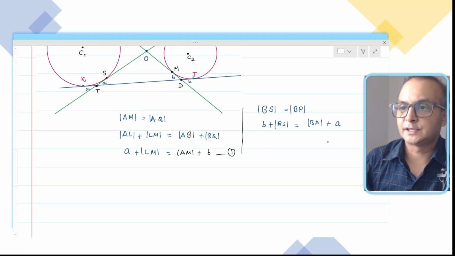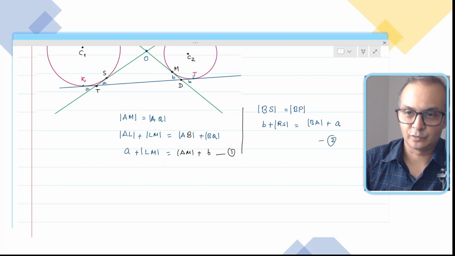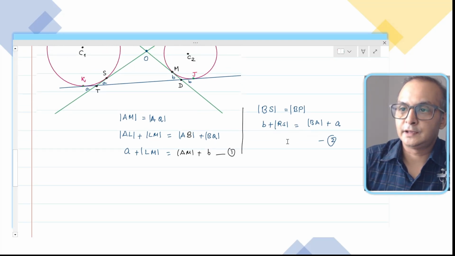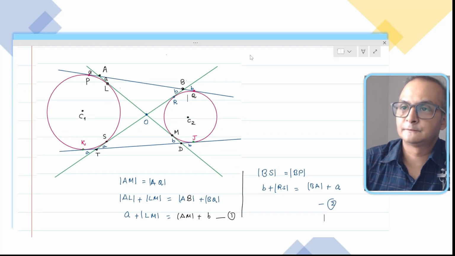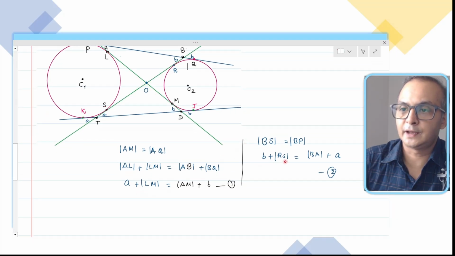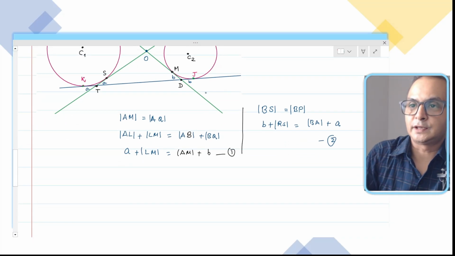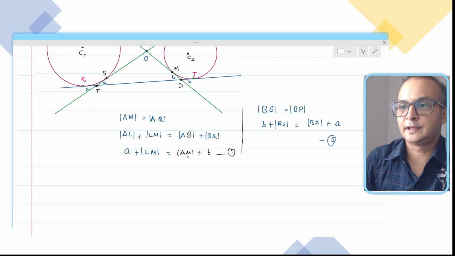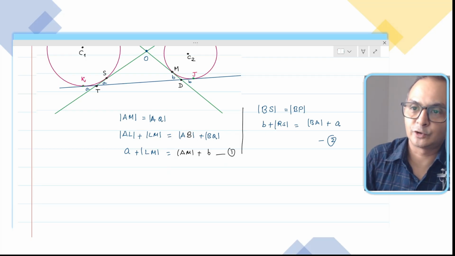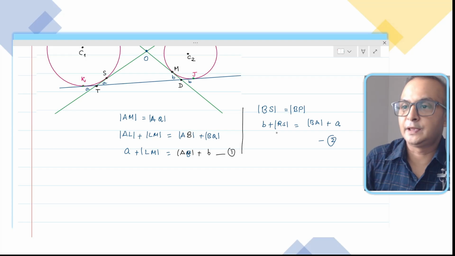Now you notice from these two equations we can do something. What can we do? We can understand that RS and LM, the RS is the transverse common tangent, and also the LM is the transverse common tangent, and each transverse common tangent has equal length. It means LM and RS are of the same length, so I can write them as LM or RS, and similarly AB and BA. I wrote AM here again, that's the mistake.